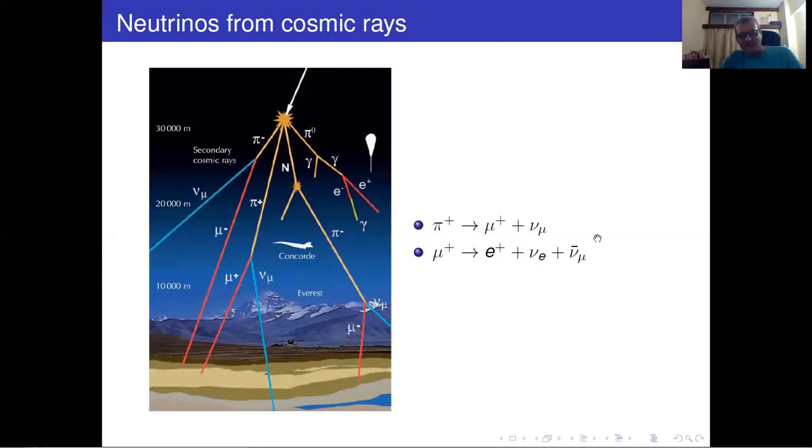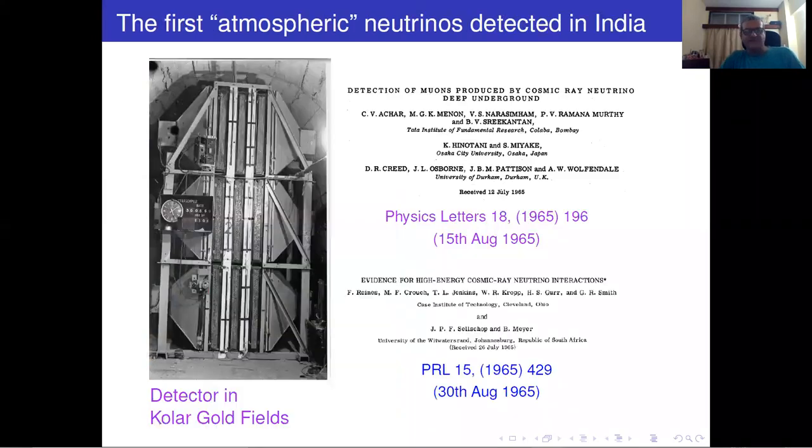The interesting reactions for us are the decays of charged pions, which give you muons and muon neutrinos. And these muons further decay into electrons and these two kinds of neutrinos. These are the ones that produce the atmospheric neutrinos. And you perhaps know that the first atmospheric neutrinos were detected in the Kolar Gold Fields in Karnataka, in India. This paper was published on 15th August 1965. This is the detector in the Kolar Gold Fields.